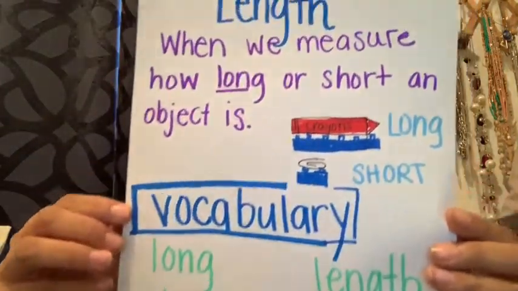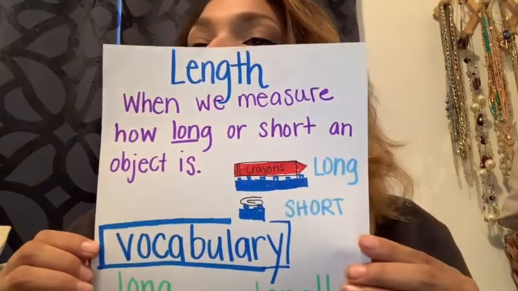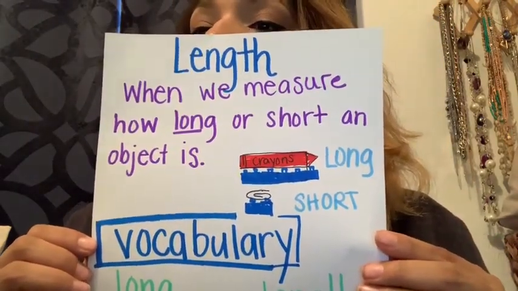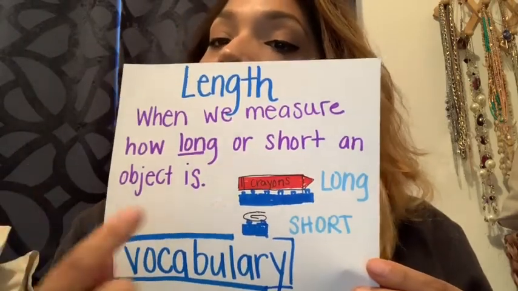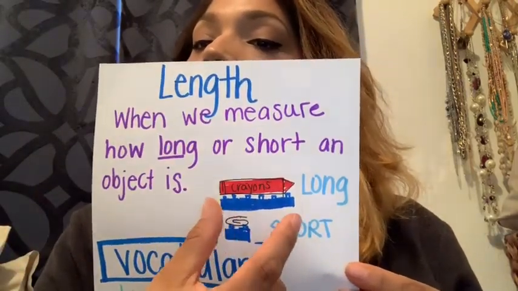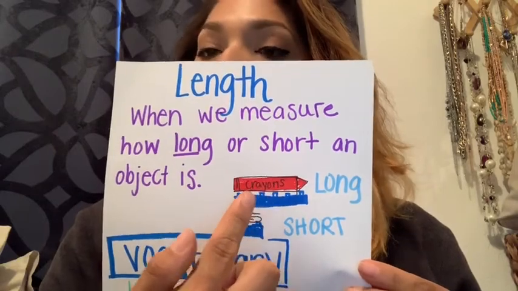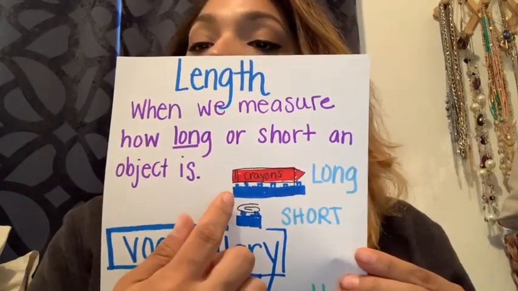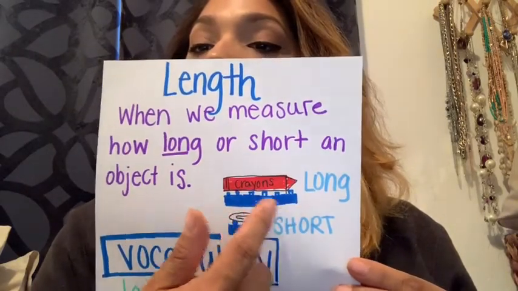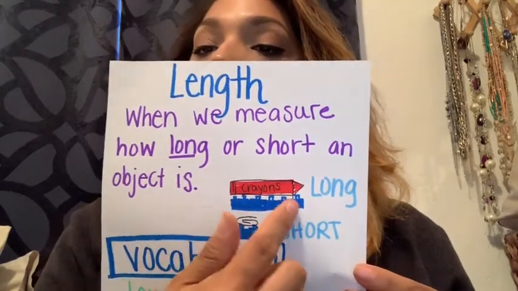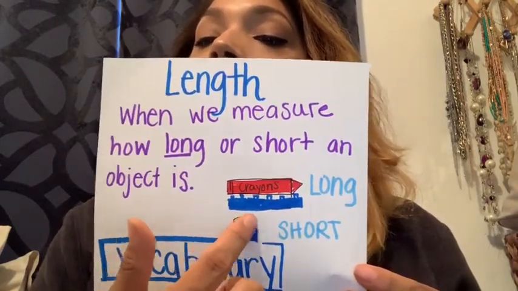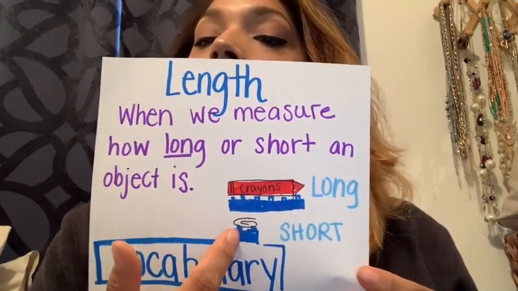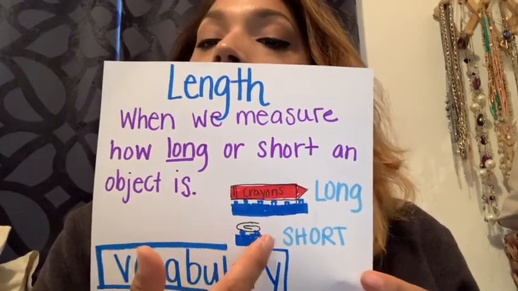So here's our anchor chart on length. So when we measure how long or short an object is, that's what length is. So here's a crayon, and if you notice, the crayon is laying flat. And here it is. Remember, start at the edge, tip to tip, no gaps, measuring how long a crayon is, and then they're also measuring the length of a paper clip. So here's a Unifix cubes, tip to tip, edge to edge.